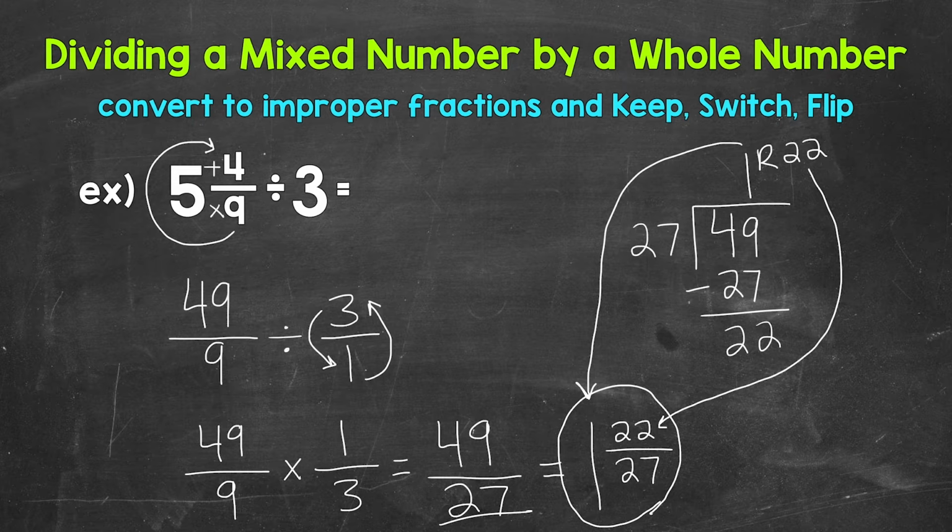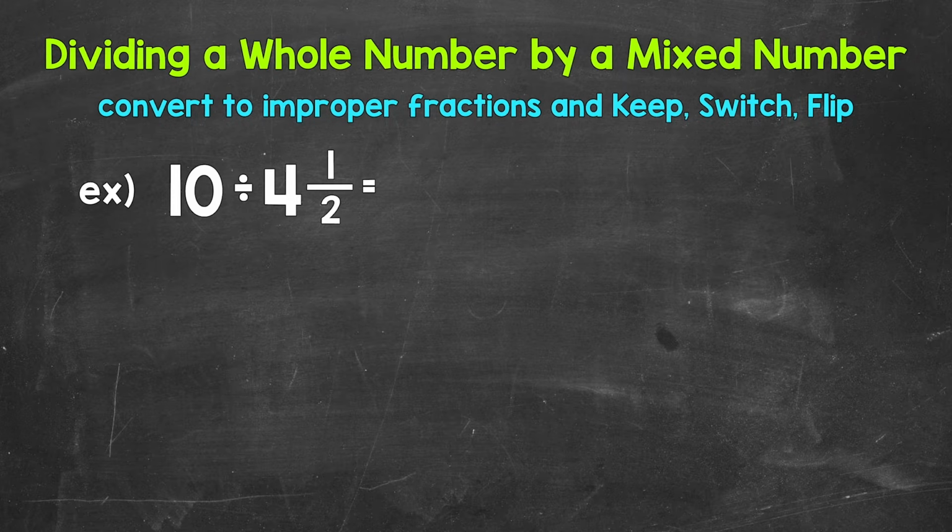Let's move on to dividing a whole number by a mixed number. Now let's take a look at dividing a whole number by a mixed number. Let's jump into our example where we have 10 divided by 4 and 1/2. Now the first thing that we need to do is rewrite this problem with everything in fractional form. So everything rewritten as an improper fraction. That way, we just have numerators and denominators, and we can go through our steps.